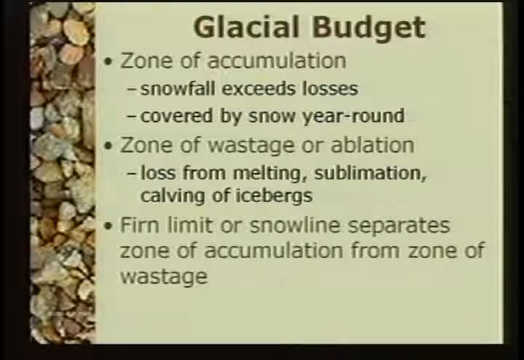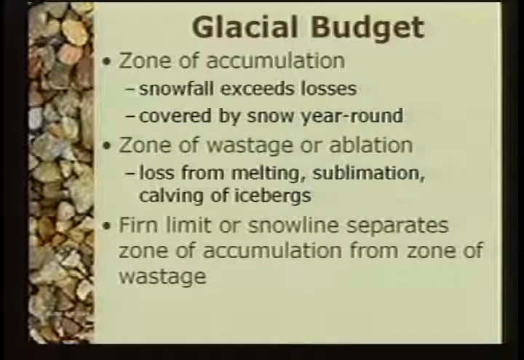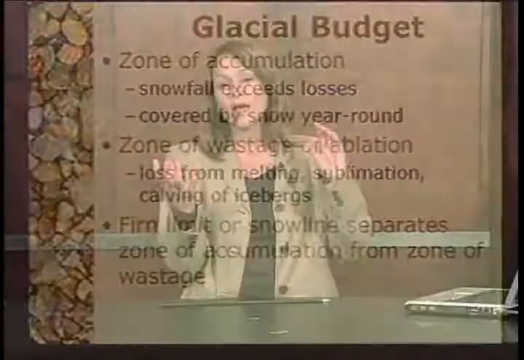Now, let's talk a little bit about a glacial budget. In a glacier, in an alpine system, we have 2 zones. We have a zone of accumulation and a zone of wastage or ablation. This is pretty parallel to what we see in a groundwater system as far as a zone of aeration where we have water and air in the pore space, and a zone of saturation where we have just water in the pore space, and of course the water table would divide those 2 areas.